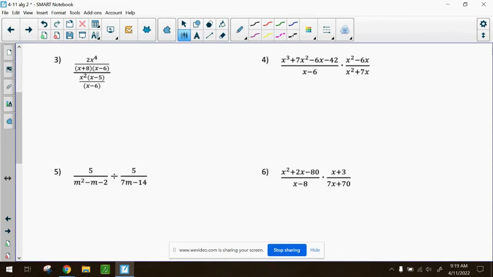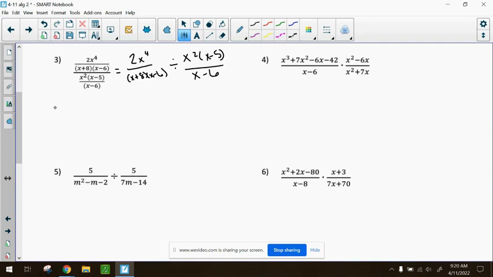For question number 3, it is one big division problem. So the first thing that I'm going to do is rewrite it and make it 2x to the 4th over x plus 8, x minus 6, divided by x squared, x minus 5, all over x minus 6. Now, I didn't do anything to adjust the problem. I just rewrote it in a form that makes more sense.